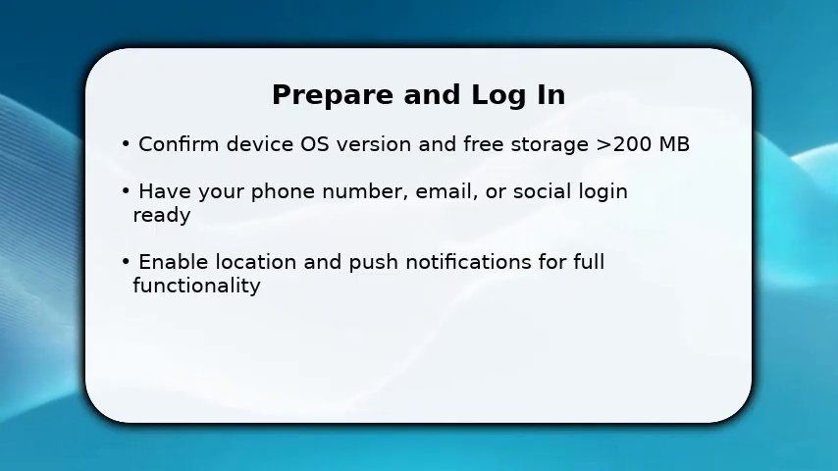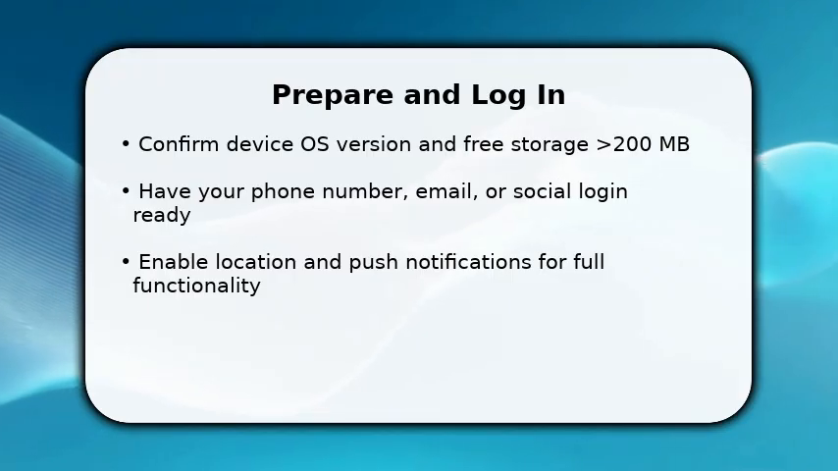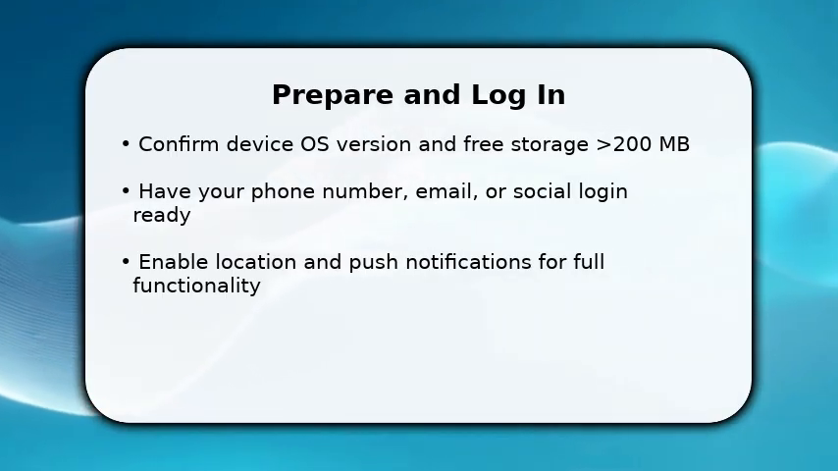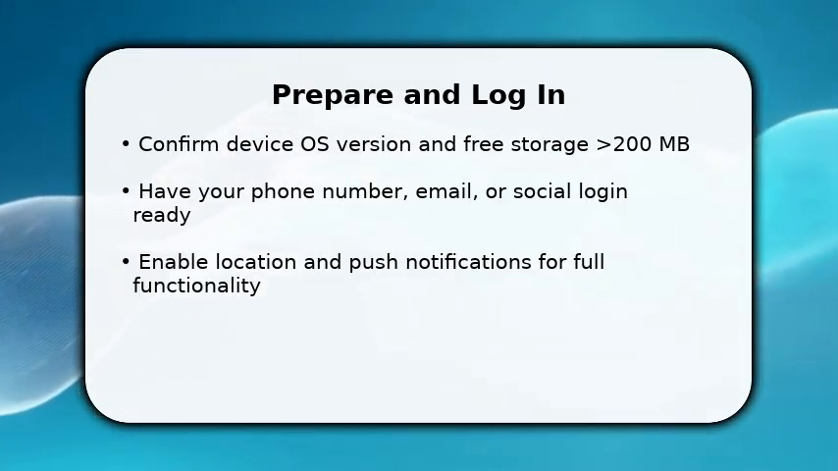You start by installing Jazz and signing in, enter your phone number or email, verify the code, and set a secure PIN. Once done, allow permissions for location and notifications so features like local playlists and alerts work. Make sure to link any social logins now to speed future access.